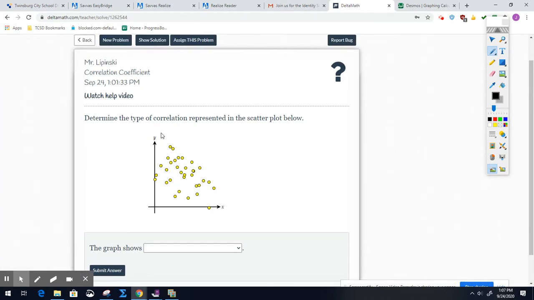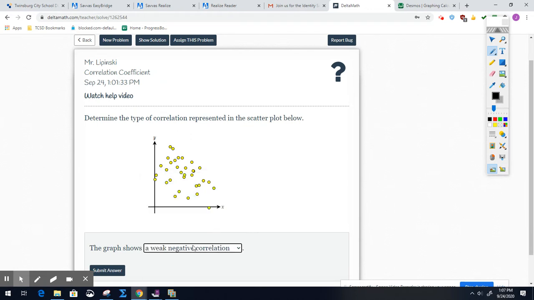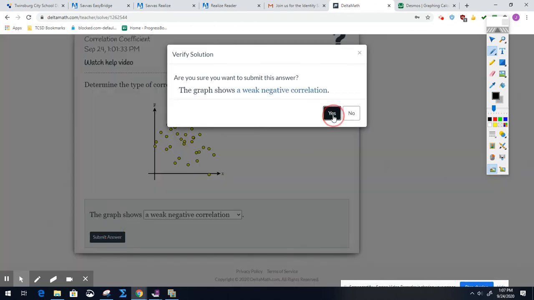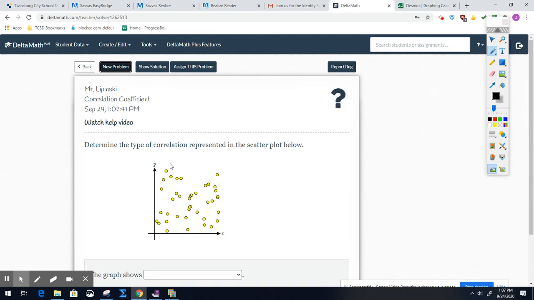But if you look at this problem right here, okay, the dots are all over the place, but it looks like they're going down. So this would be a weak negative correlation, okay? A weak negative because they're going down, but they're kind of far spread out, okay? So again, weak negative, they're going down, but they're spread out. So we look at the next problem, see how they're all over the place. I couldn't form a line going up or down. So this would be no correlation.